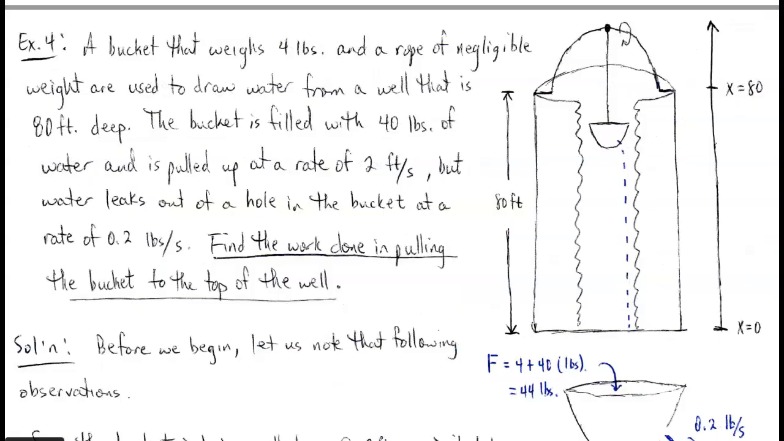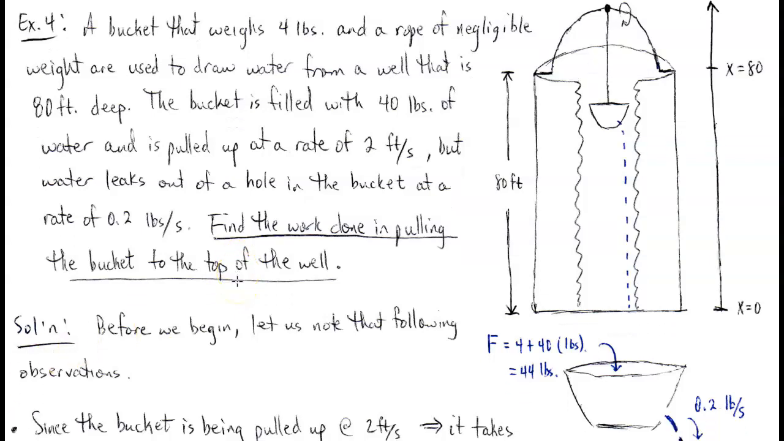All right, so in our next example here, we have a bucket that weighs 4 pounds and a rope that we're going to assume has negligible weight. And this bucket is being dipped in a well, filled up with water, and then pulled up to the top of the well. Now, it turns out that this bucket itself weighs about 4 pounds, and we can hold about 40 pounds of water in the bucket.